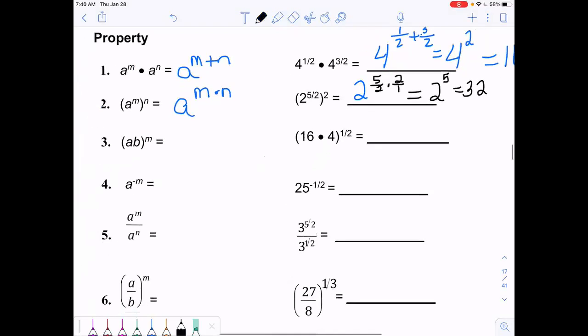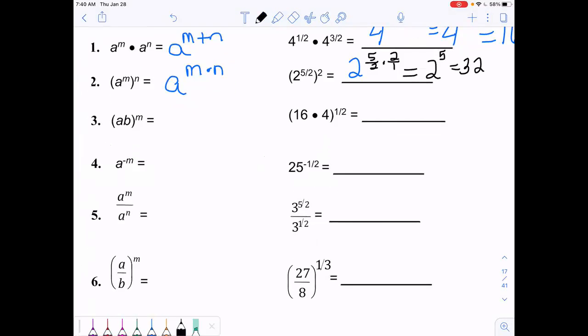All right, so the next one. This is our product of a power property. Remember, when two things are being multiplied together, the power distributes through to both of those terms as an exponent. So this would say a to the m, b to the m. So that exponent just distributes through to both of them. So if I would apply that, distributing it to both of them, I would have 16 to the 1/2 times 4 to the 1/2.